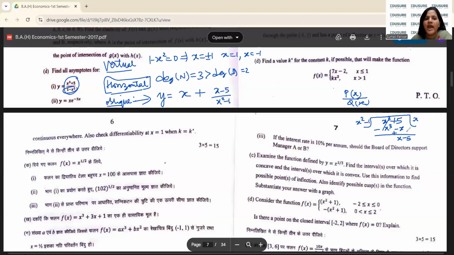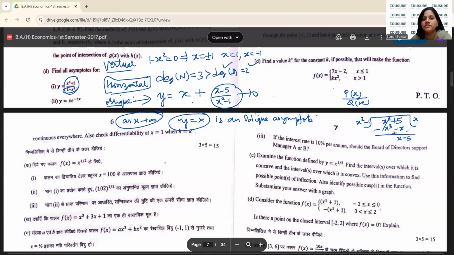Now, as x goes to infinity, this particular term goes to 0. Why? Because the degree of the denominator is greater than the degree of the numerator. So, when x goes to infinity, y goes to x. Therefore, y equals to x is an oblique asymptote. So, there are two vertical asymptotes, no horizontal asymptote, and one oblique asymptote. Now, we look at part 2.